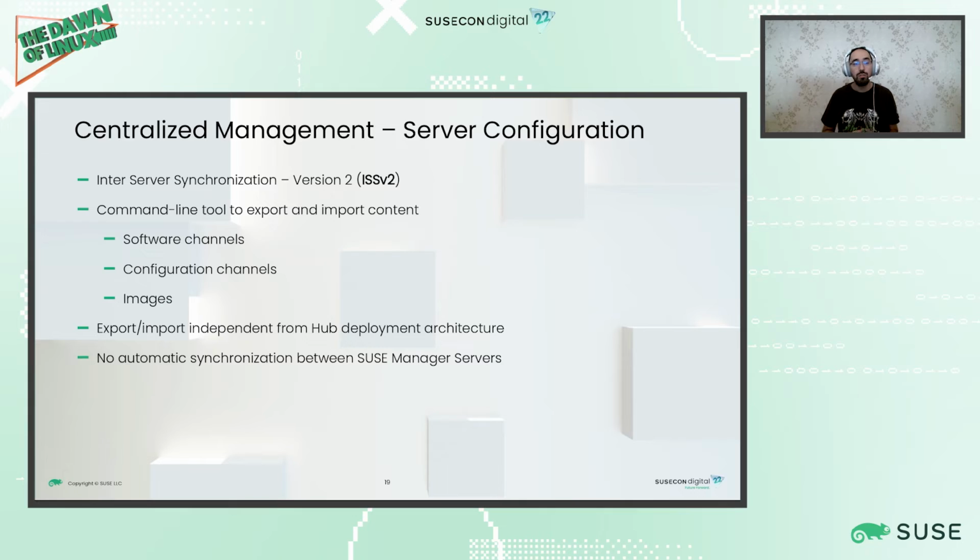To do that, we developed a new version of the inter-server synchronization for SUSE Manager, and this is basically a command line tool that allows us to export content from one SUSE Manager, that is the source SUSE Manager server, and import that content to a target SUSE Manager server. These import and export concepts are independent from the hub architecture, so you can install this tool in a SUSE Manager server. We can export the desired channels, software channels or configuration channels or even images, and import it to the target server, which could also be used in air-gapped environments to transfer content between SUSE Managers.